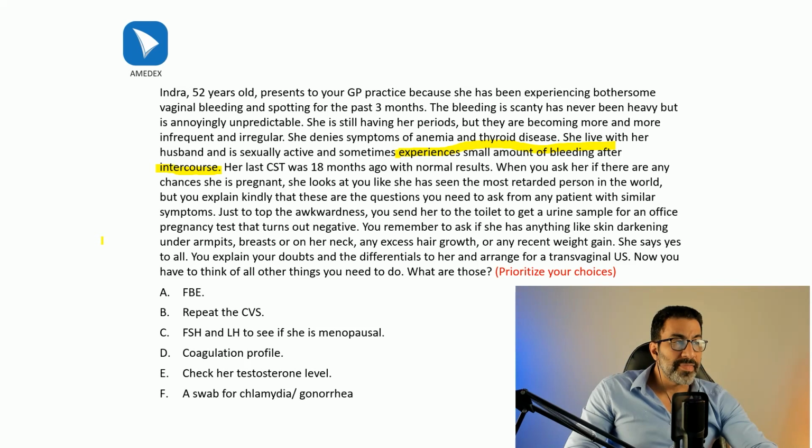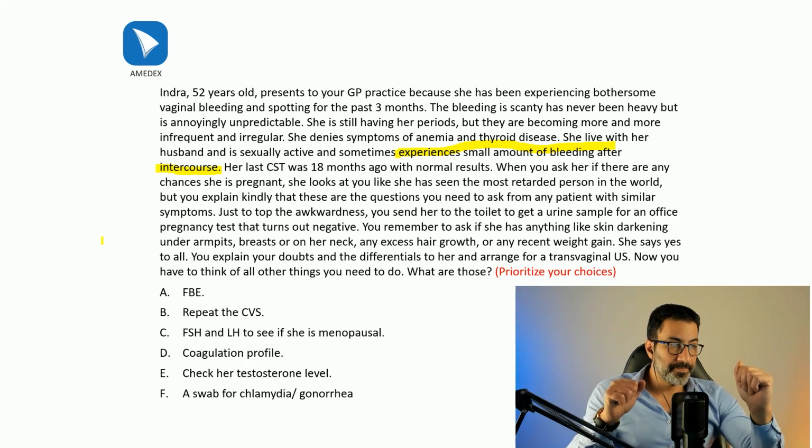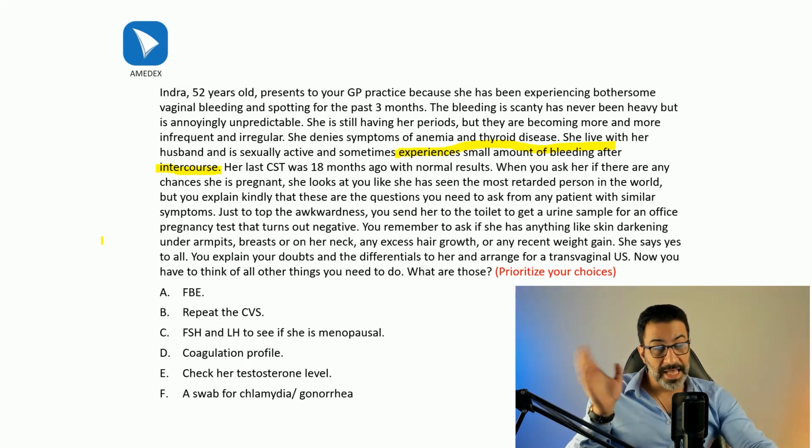Do we care about that? Not at all, because we care about a normal CST result if it's been done in the past 3 to 6 months, not any later from 6 months. Sorry, earlier than 6 months.